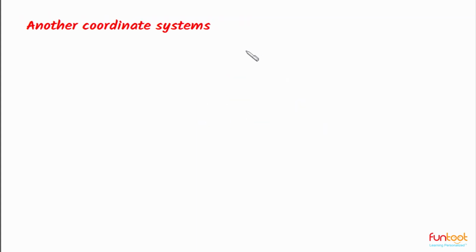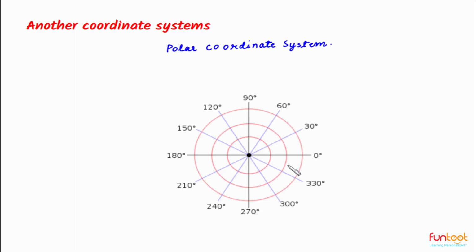We can have other coordinate systems also, such as the polar coordinate system. So this is the polar coordinate system. Here, any point is represented with the help of two coordinates. Suppose this is the point. The first coordinate is the distance of this point from the origin.